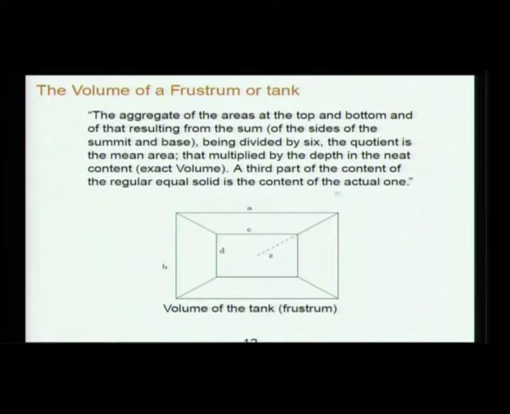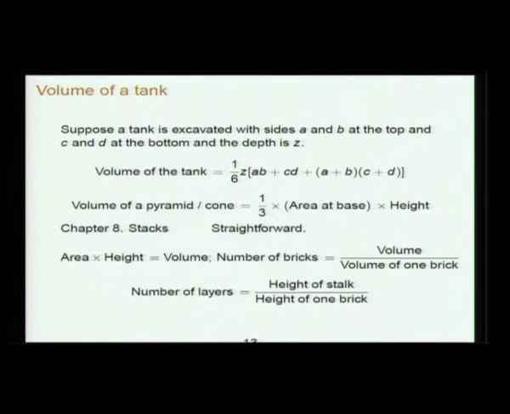Suppose you have a tank like this. The upper part is a rectangle of sides A and B. The bottom part is a rectangle of sides C and D. The depth is Z, and you are assuming that it is tapering uniformly. Then in that case the volume is 1 by 6 into Z into (AB plus CD plus (A plus B) into (C plus D)).